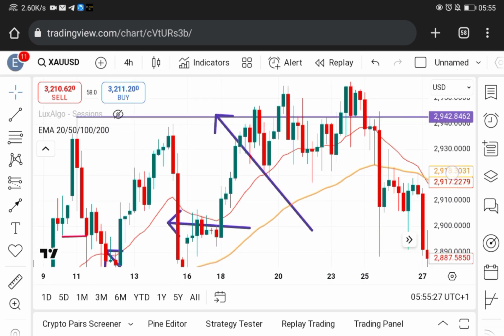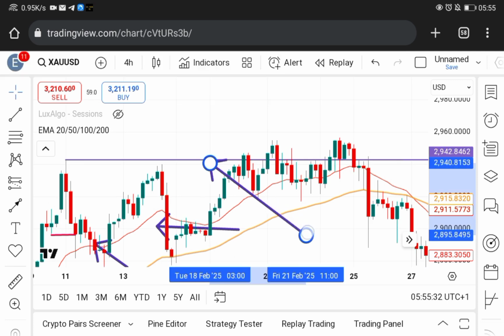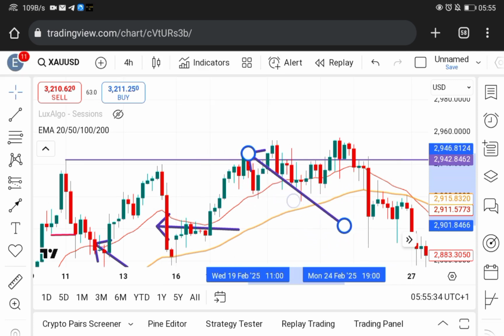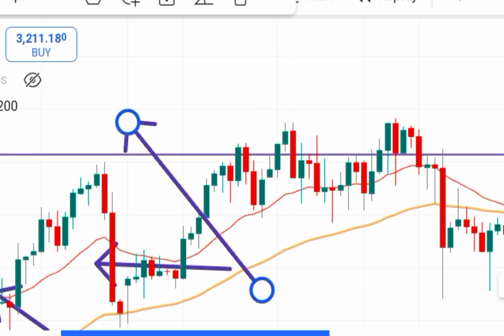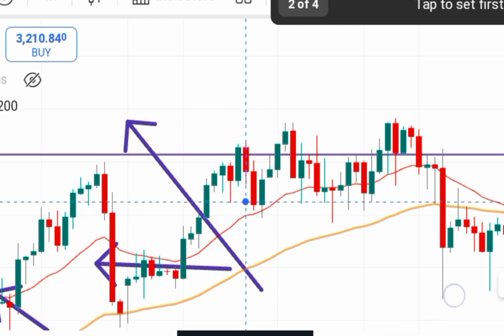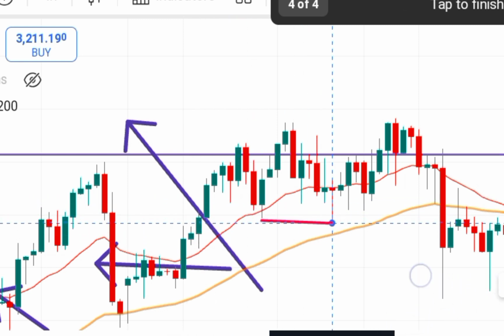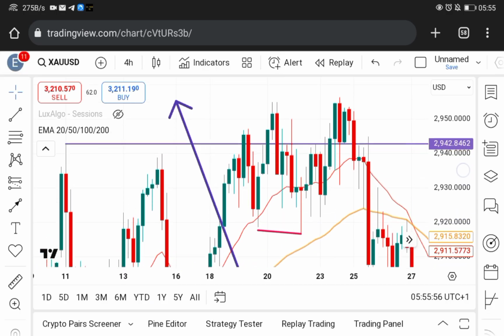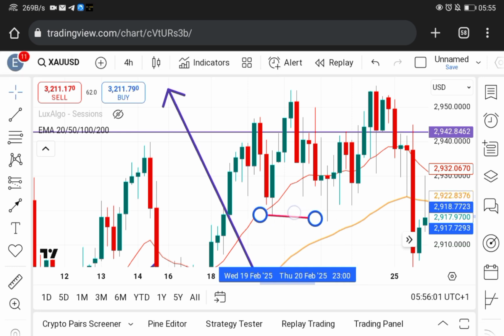Since that one was a failed setup, we see another high right here. This leg created another high. And then what happened? We see that there was a structure. This high was able to create this low right here. But if you check it properly, you notice that this low was able to grab liquidity to the downside.